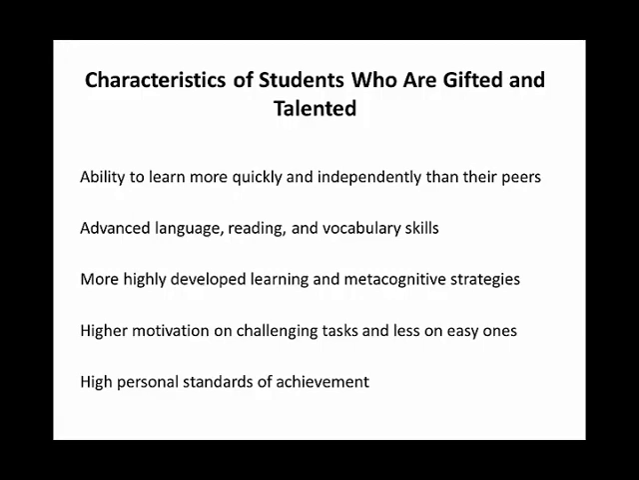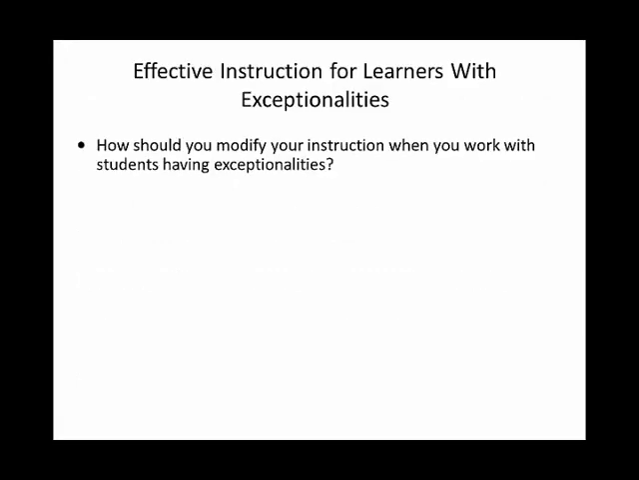There was a law that was passed in 1988 called the Javits Act. That's referenced in Chapter 3 of your book. And this is a federal policy that is designed to give policy to how gifted and talented students are to receive educational services in the public school system. But I want you to consider this question as you think about working with students with exceptionalities. How should you modify your instruction when you work with students who have exceptionalities, whatever those exceptionalities might be?